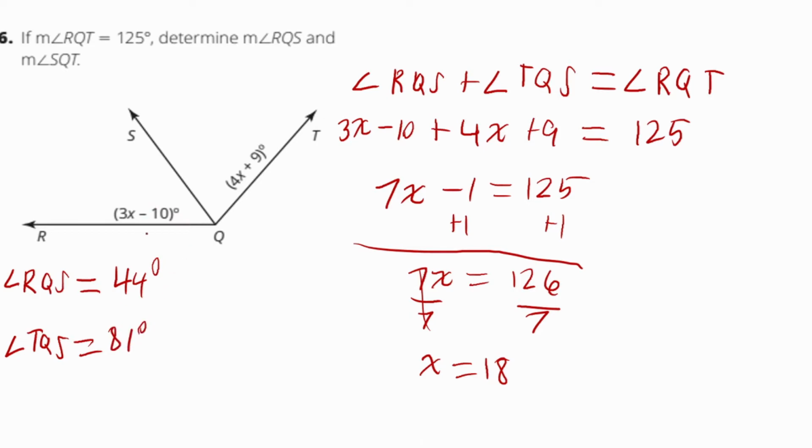And if we want to double check our work, we can say 44 plus 81. Does that give me 125? Yes, it does. 44 plus 81 equals 125. That means everything makes sense here. Everything is right. Everything is true. We did our math correctly.